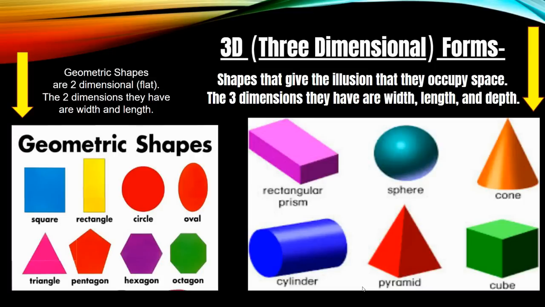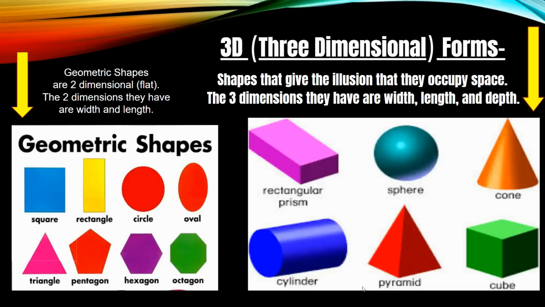When we look at the geometric shapes on the left, I want you to remember that they're flat. They have two dimensions, width and length. On the right, you'll see what some of these geometric shapes look like when they're in three-dimensional form.